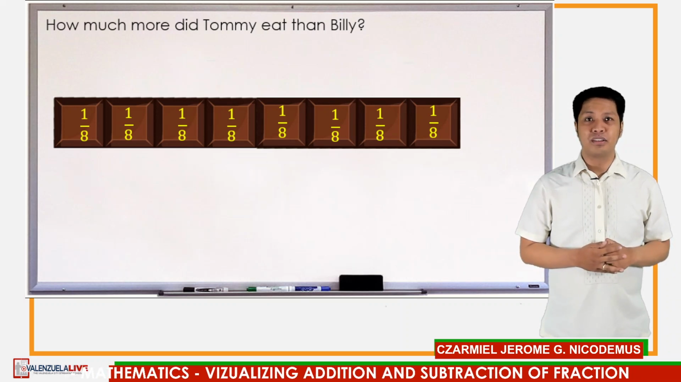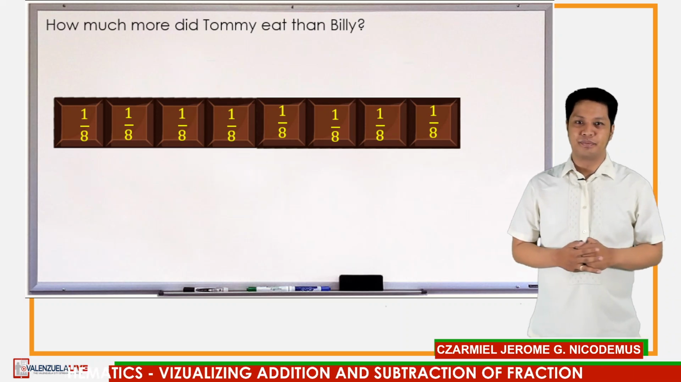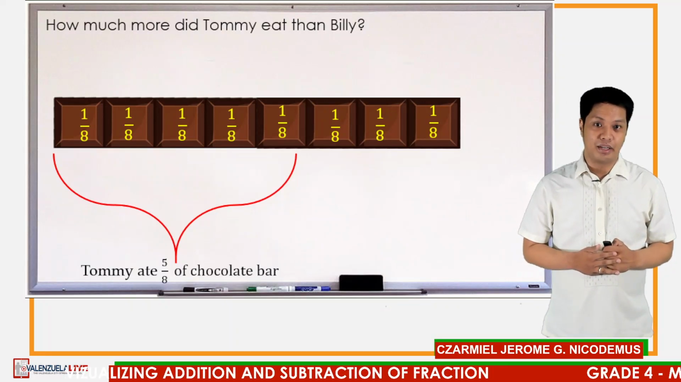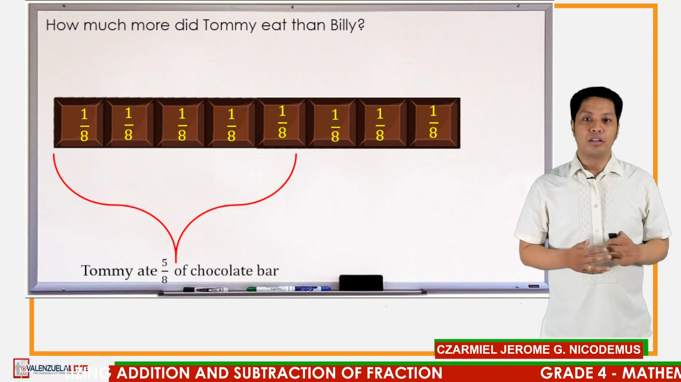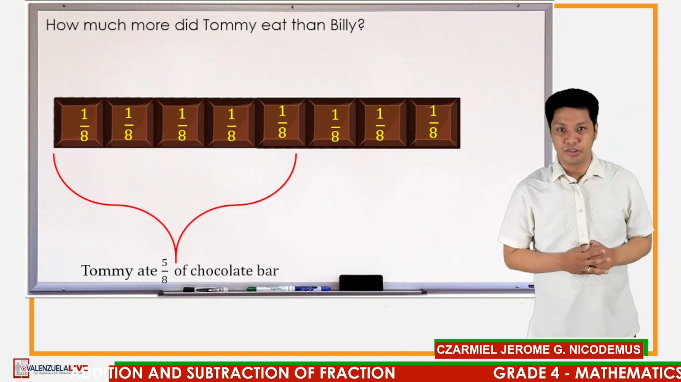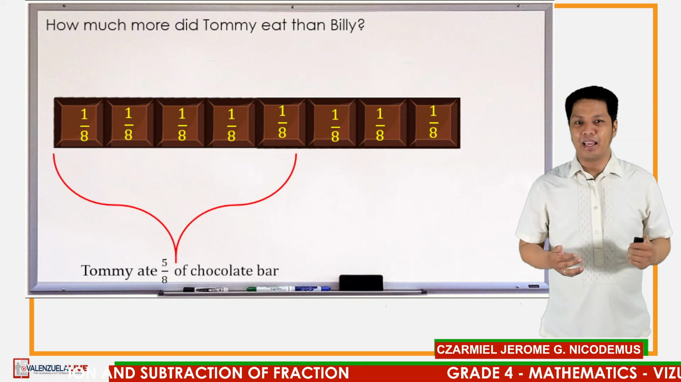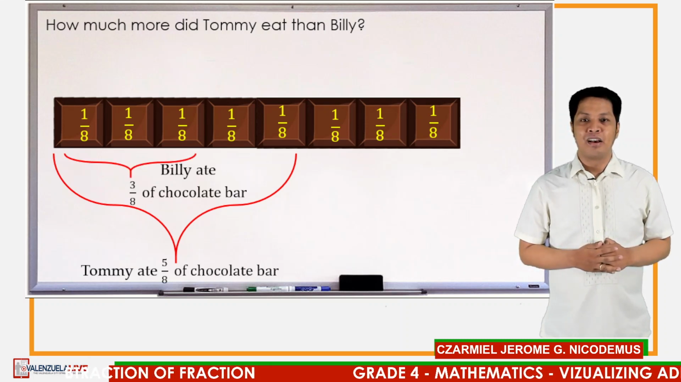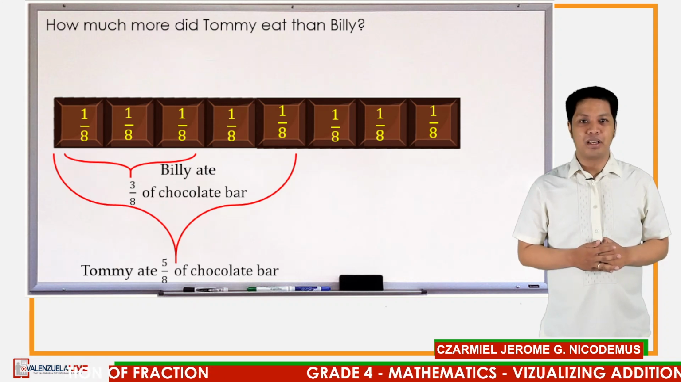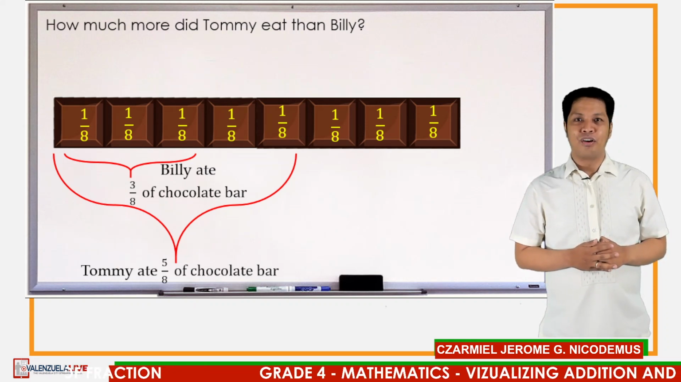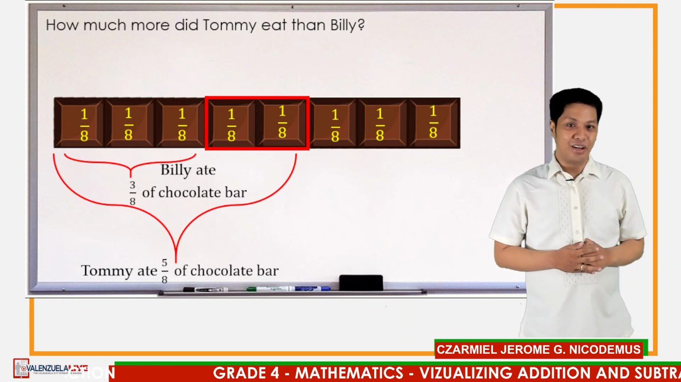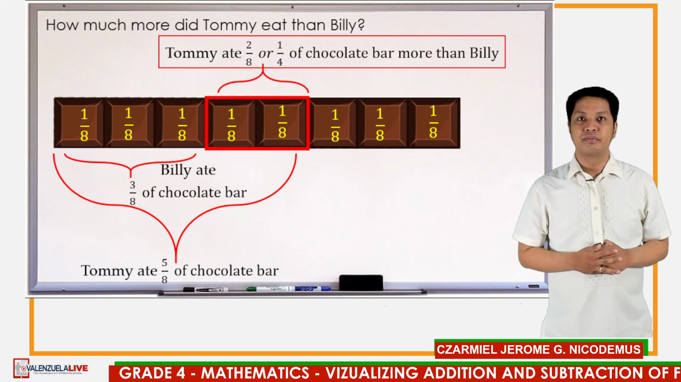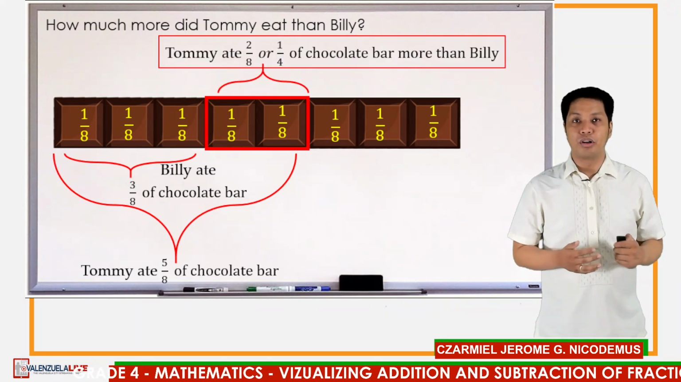How much more did Tommy eat than Billy? So Tommy ate 5/8 of the chocolate bar. We can use subtraction of fractions to answer this question. Remember, Tommy ate 5/8 of the chocolate bar, and if we take away 3/8 of the chocolate bar that Billy ate, we can see on this part of the chocolate bar that Tommy ate 2/8 or 1/4 of the chocolate bar more than Billy.